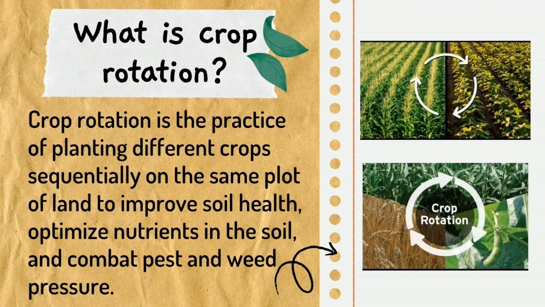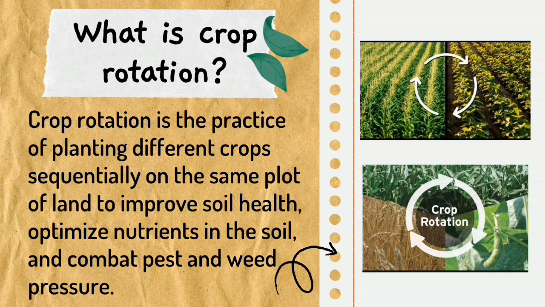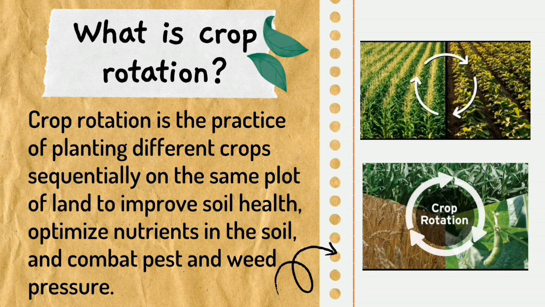What is crop rotation? Crop rotation is the practice of planting different crops sequentially on the same plot of land to improve soil health, optimize nutrients in the soil, and combat pests and weed pressure. For example, a farmer has planted a field of corn. When the corn harvest is finished, he might plant beans since corn consumes a lot of nitrogen and beans return nitrogen to the soil. A simple rotation might involve 2 or 3 crops, and complex rotations might incorporate a dozen or more.